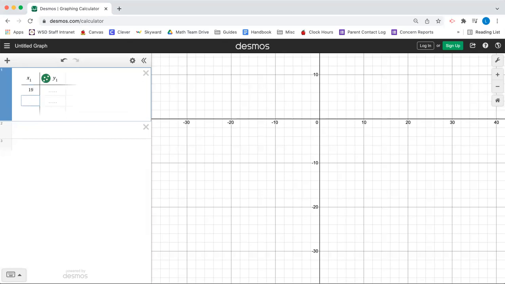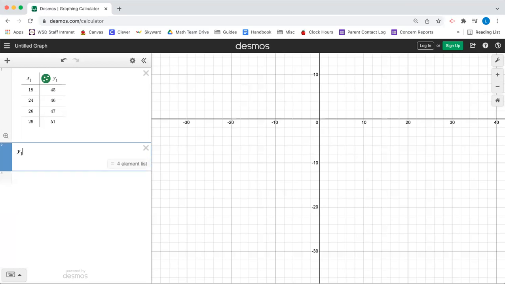And again, I have some values prepared for this one. We have X values of 19, 24, 26, and 29. And our Y values are 45, 46, 47, and 51. And what we're going to do is we're going to run a regression using these 4 data points. Now, there is a particular equation that we need to type in that will tell us what our regression line is. It is y1. You literally just need to hit the y key and then the 1 key, and it will do y sub 1, which is what we're looking for.